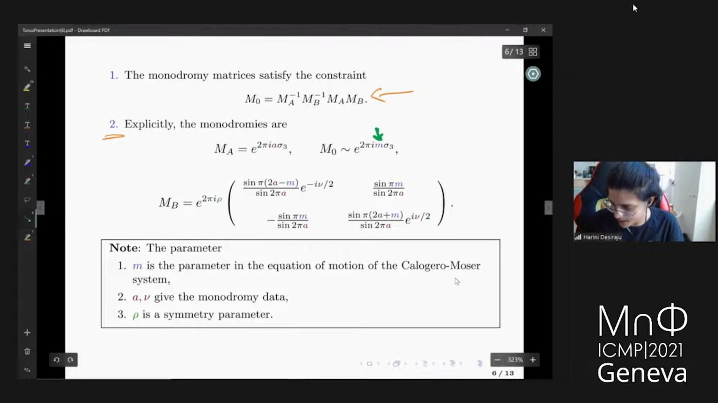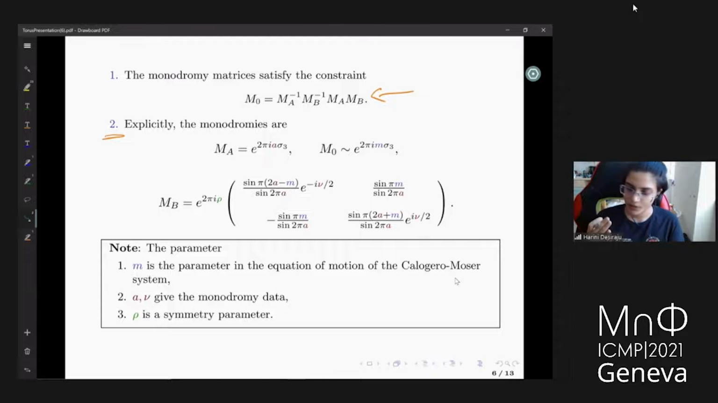M, as I said before, is coming from the equation. And then there is this factor rho. This rho comes in as a symmetry parameter of the system. You can think of it in terms of background transformations. And the role of rho will become clear in a minute. So now there are 4 parameters in my system. 1 is coming from the equation, 2 from the monodromy data, and 1 is symmetry parameter. So the goal is that if I study the solutions, I need to get both a and nu in my solution. So I'm studying the most general class of solutions.